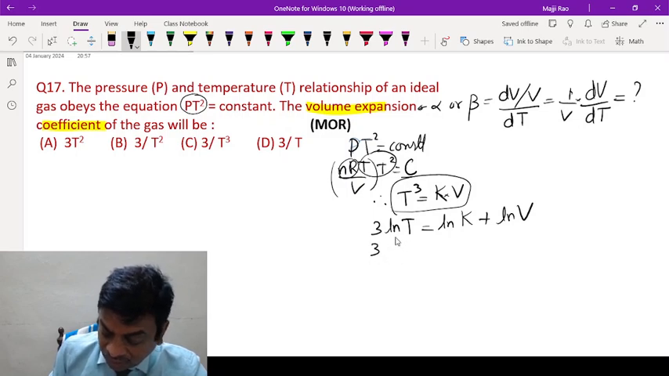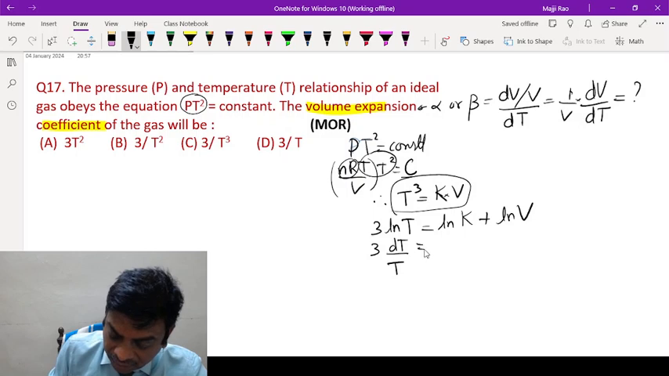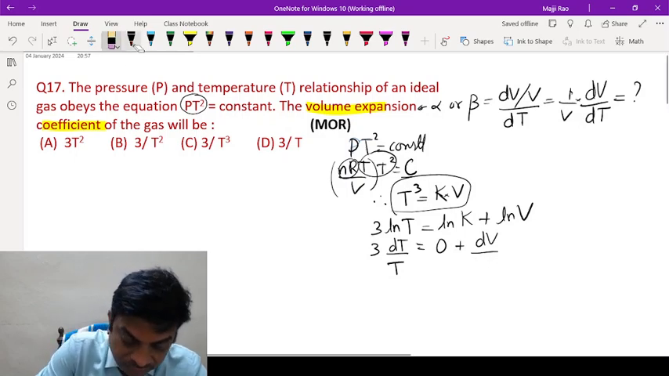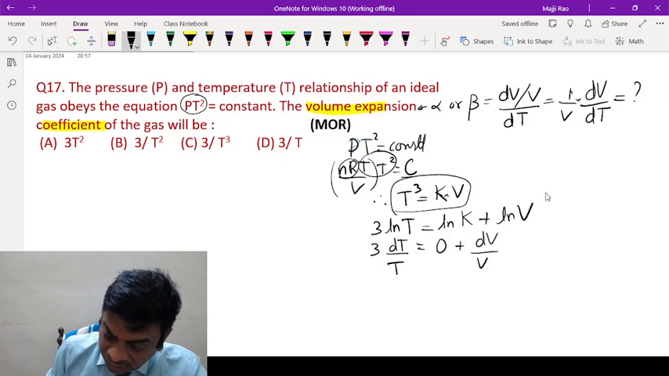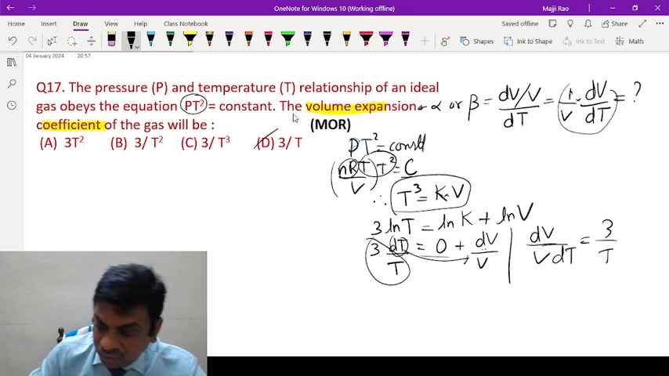So derivative of log T is 1 by T dT, and for a constant, derivative is 0. From here you can see dV by dT by V will be 3 by T. Can you see dV by V? Just bring this dT below. So you are left with 3 by T. So D option is the correct answer.